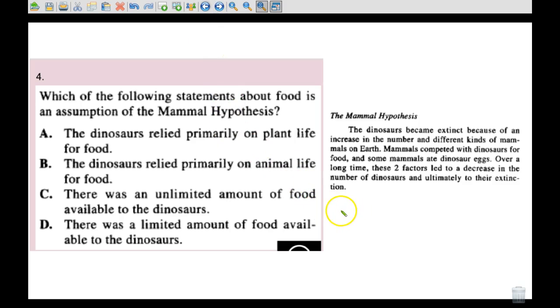Our fourth question asks, which of the following statements about food is an assumption of the mammal hypothesis? So the mammal hypothesis, you have to reread that and summarize it, and that mammals and dinosaurs competed with each other for food. So what this implies is that there was a limited amount of food, especially with that word competed. So in this particular question, D is the best answer choice.